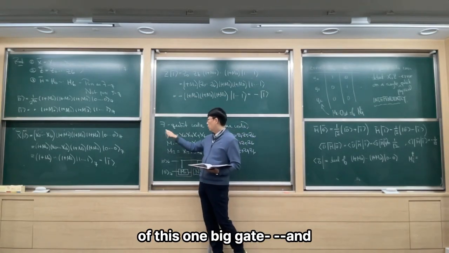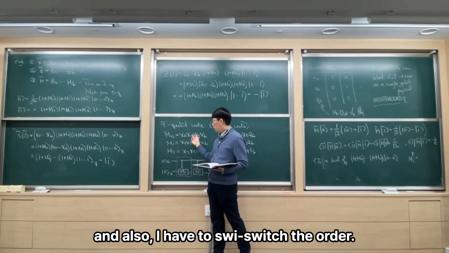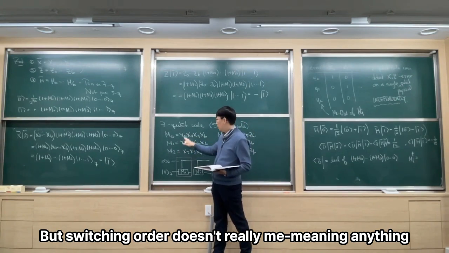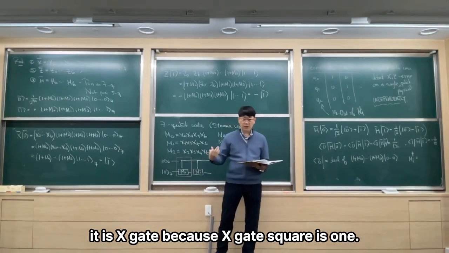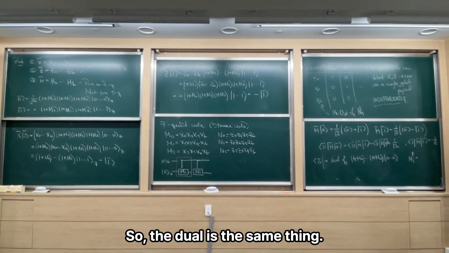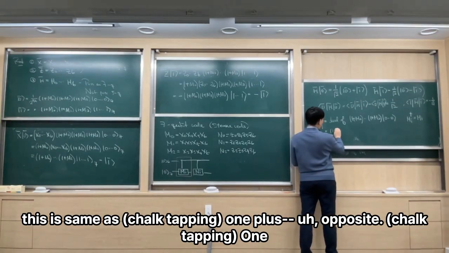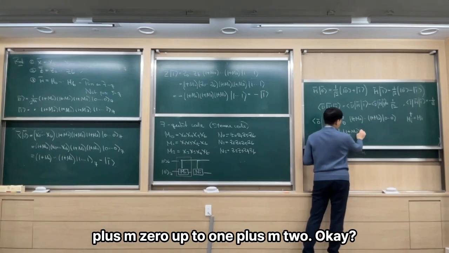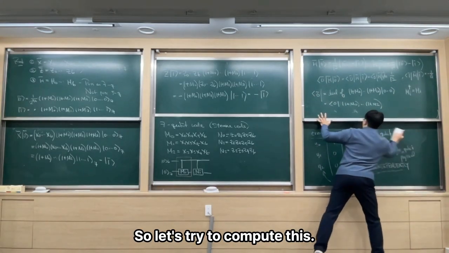So when I take the dual of this one big gate, I'm taking dual of everything here, and also I have to switch the order. But switching order doesn't really mean anything because they are all commutative. And when I take a dual of X gate, it is X gate because X gate square is 1. It's just the inverse of itself. So the dual is the same thing. So this is the same as 1 plus m0 up to 1 plus m2. Okay. So let's try to compute this.